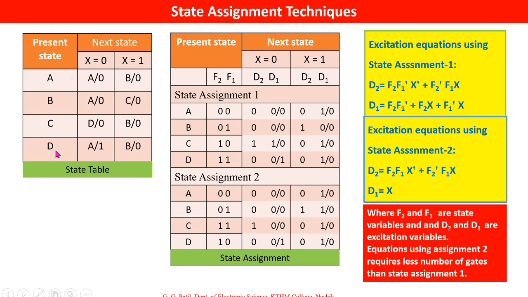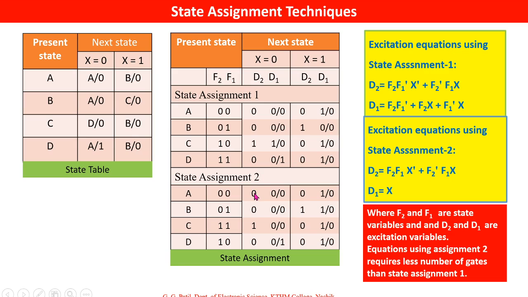And lastly, the column for present state D: the next state is A having value 00 and output is 1, and next state is B having value 01 and output is 0. So in this way the given present state table is assigned values. The states are assigned a value in two different ways, by state assignment 1 and state assignment 2.